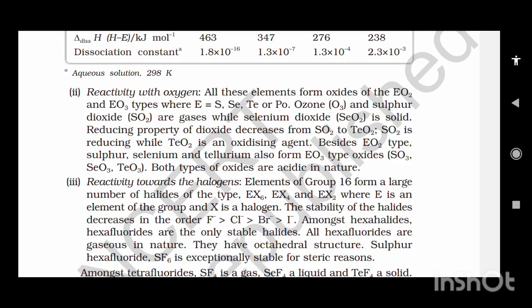All these elements form the oxides of the EO2 and EO3 type, where E is sulfur, selenium, tellurium or polonium. Ozone and sulfur dioxide are gases, while selenium dioxide is solid. Reducing properties of the dioxides decrease from SO2 to TeO2. SO2 is reducing while TeO2 is an oxidizing agent. Besides EO2 type, sulfur, selenium and tellurium also form EO3 type oxides.